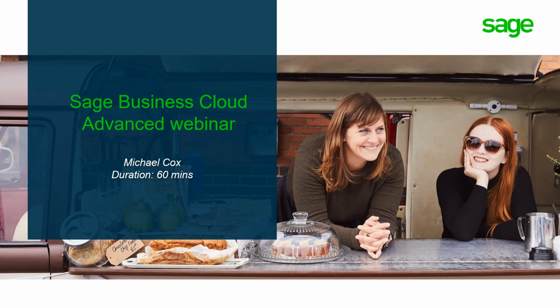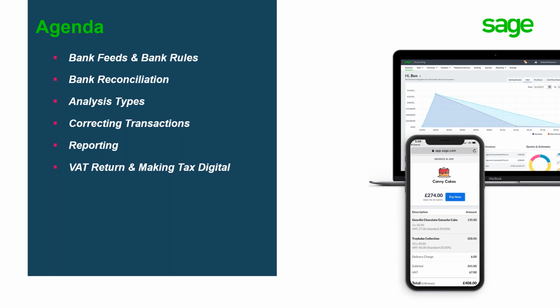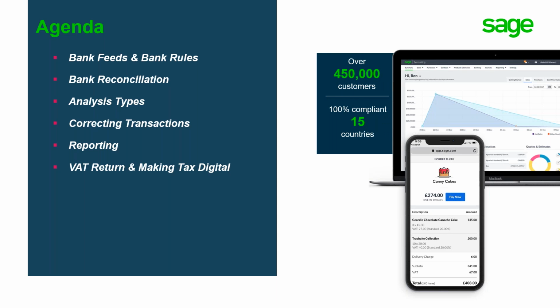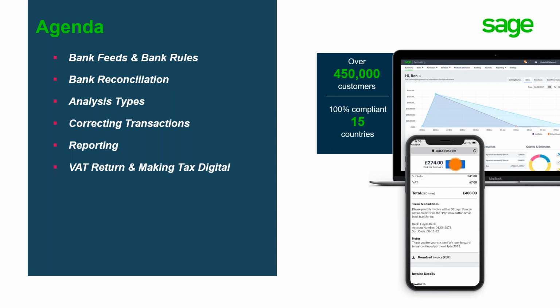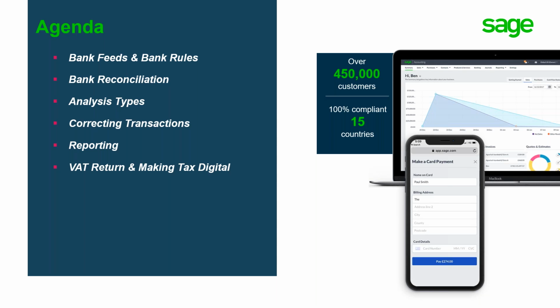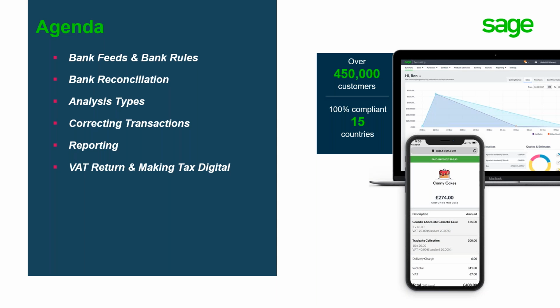If we have a look at what we're covering in the session this morning. So we're going to start with bank feeds. Very popular feature, that one. We'll also pick up on bank rules as well. We'll then look at the process of manually reconciling your bank. So we'll just run through that process, give you an idea of the steps involved. We'll pick up on analysis types, also correcting transactions as we all make mistakes. Reporting, give you an idea of what's available.